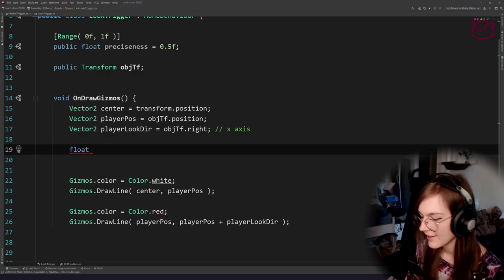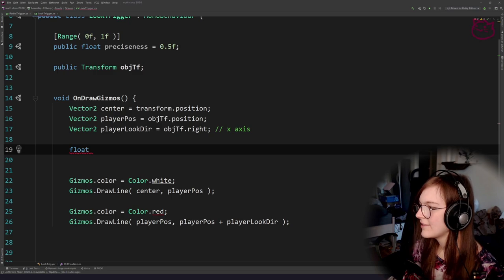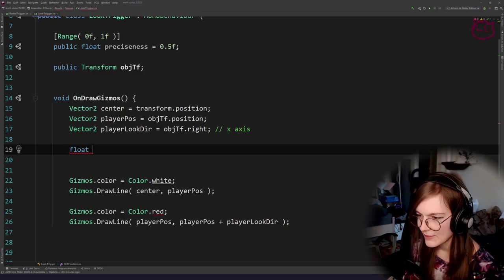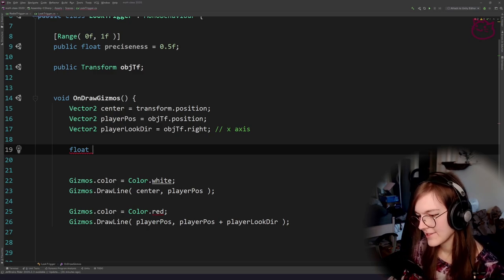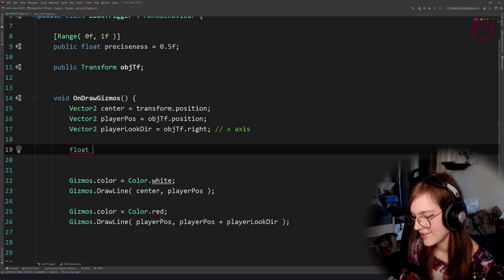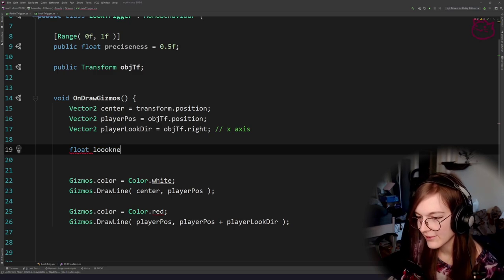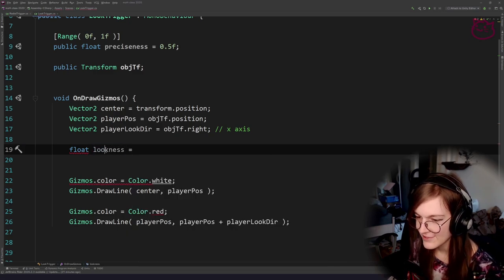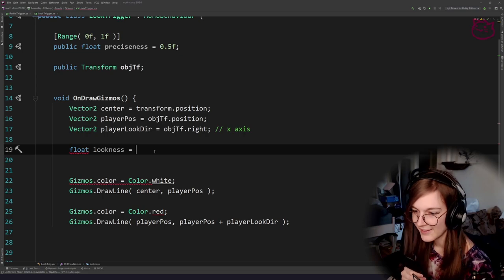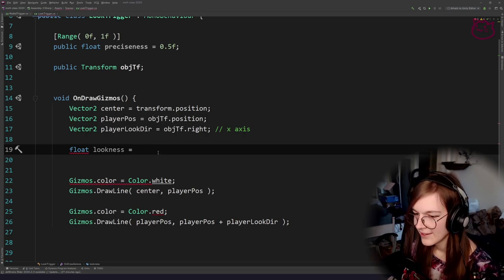Let's set up a float. I don't really know what this should be called. There's not really a good term for this, because technically it's not how close you are looking at it in terms of angles. This is sort of just a weird projection thing, but it still works for our purposes. So I'm just going to call it lookness or something like that. It kind of describes what it is, and I like using silly names. It makes me happy. So I'm just going to call it lookness. How much we're looking toward this one, right?